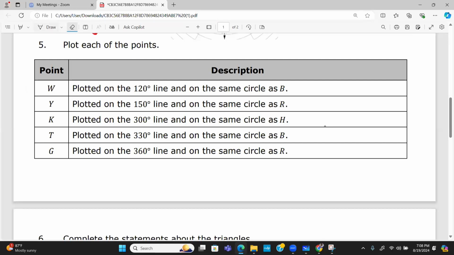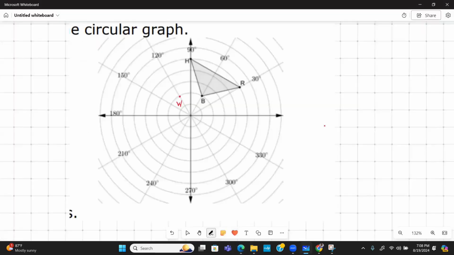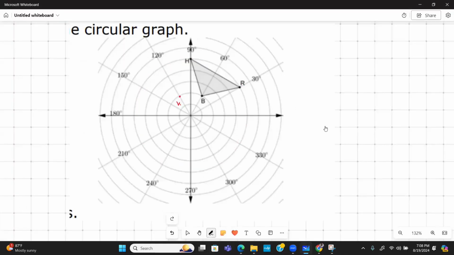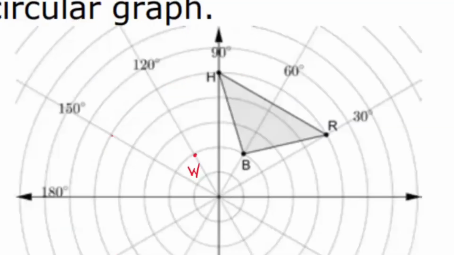Now for Y, we're going to go on circle R, and plot 150 degrees. We're going to put a mark there. That's going to be our Y. So let's take a look at the R circle. This is the R circle going around here. On that R circle, what we're looking for is 150, which is right here. So this is Y.